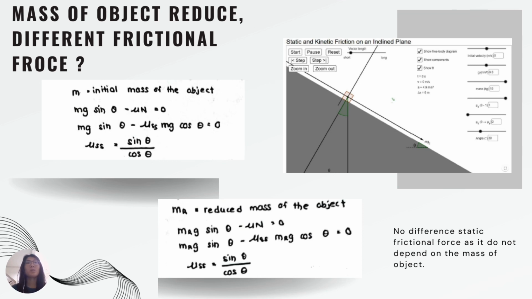For the reduced mass of the object, using the same formula, mg sin theta minus frictional force equals 0. mg sin theta minus static friction coefficient times mg cos theta equals 0. So the static friction coefficient will be sin theta over cos theta. So there is no difference, as it does not depend on the mass of the object.